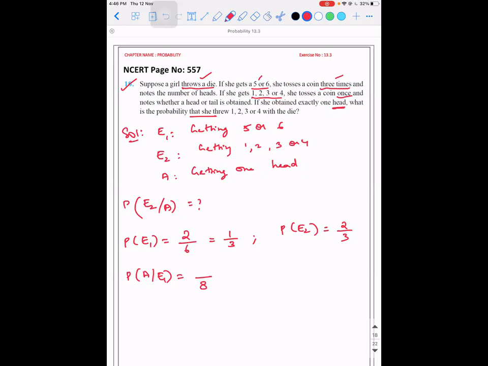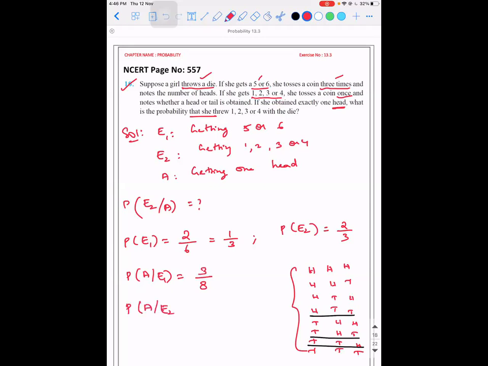For that you need to write those 8 outputs. What are the 8 outputs? HHH, HHT, HTH, HTT, THH, THT, TTH, TTT. So how many events out of these 8 have exactly one head? 1, 2, and 3. So it is 3 out of 8.